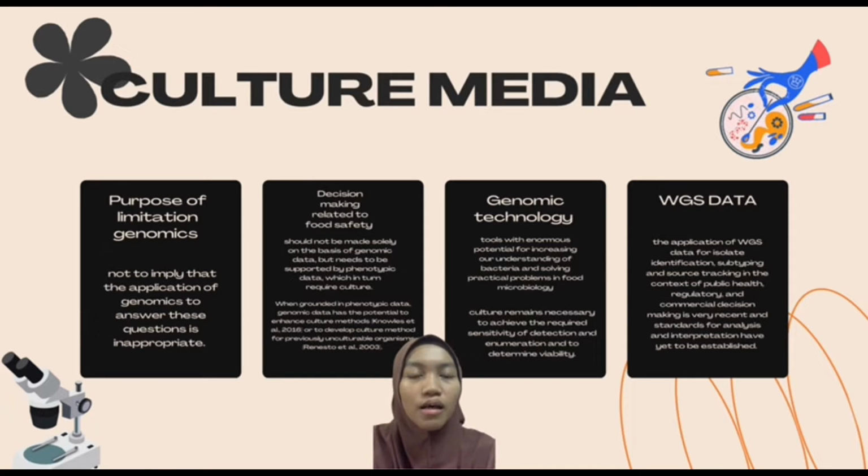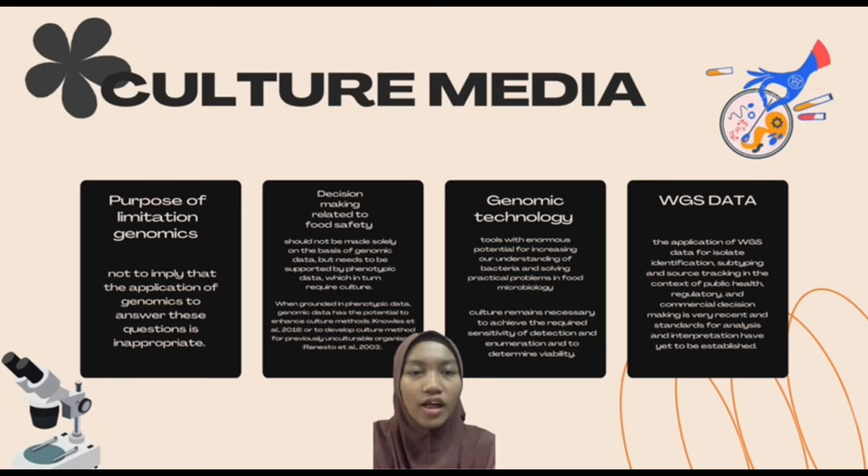The purpose of mentioning this is not to imply that the application of genomics to answer these questions is inappropriate. Decision-making related to food safety should not be made solely on the basis of genomic data, but also needs to be supported by phenotypic data, which in turn requires culture. When grounded in phenotypic data, genomic data has the potential to enhance culture methods or to develop culture methods for previously unculturable organisms. And next is genomic technology.